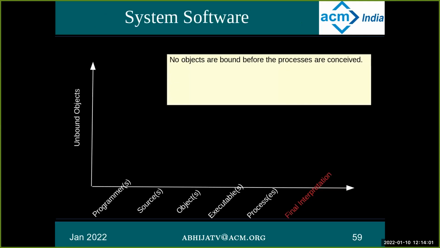Let me look at that a little graphically. On the vertical axis, we have the set of unbound objects, which, of course, is infinite before the process is conceived. That is why no objects are bound. So the number of unbound objects is infinite.